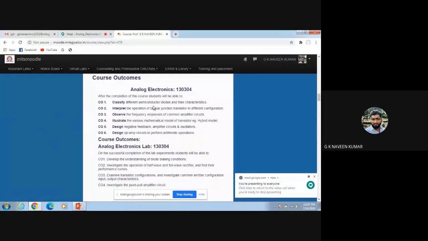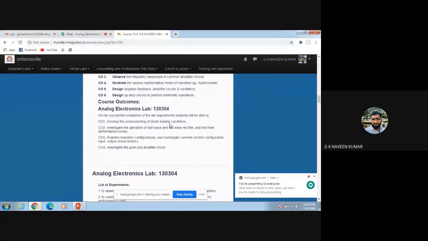Whenever you have lab, that is on Wednesday from 2 p.m. to 4 p.m., in that session we'll be discussing all the possible experiments which can be done virtually using the internet. And the fourth one, regarding the hybrid model of transistor, we'll be studying in the third unit, transistor as an amplifier. The last two course outcomes are on negative feedback amplifier circuits and oscillators, in the fourth unit.